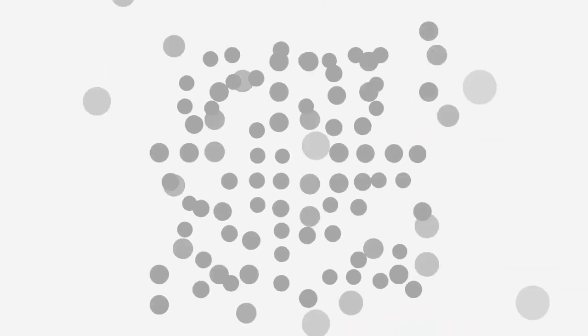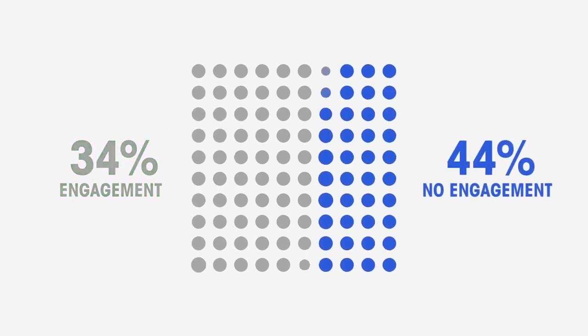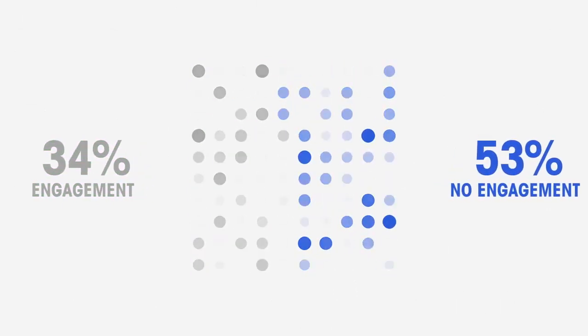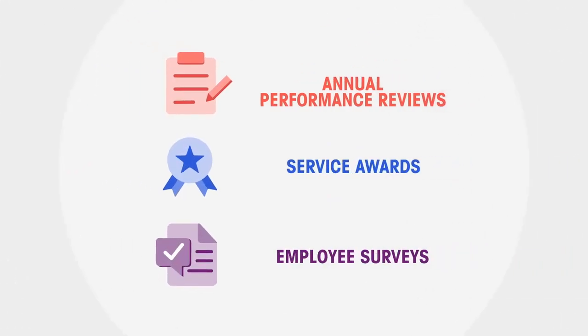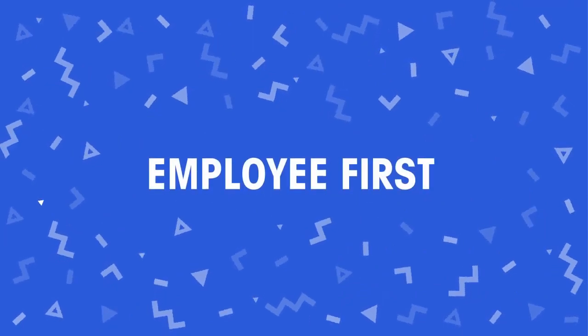We all know our employees are important, but did you know on average only 34% of employees are fully engaged? And what's worse, 53% are not engaged at all. They're just there. The problem is that outdated approaches to performance reviews, recognition, and employee satisfaction fall short of what today's multi-generational workforce is looking for. To close the engagement gap, leading companies are adopting a new way, a way that's continuous, unified, and employee-first.